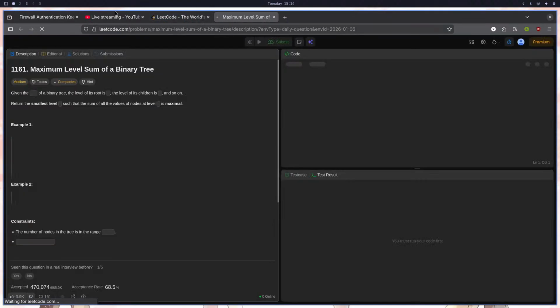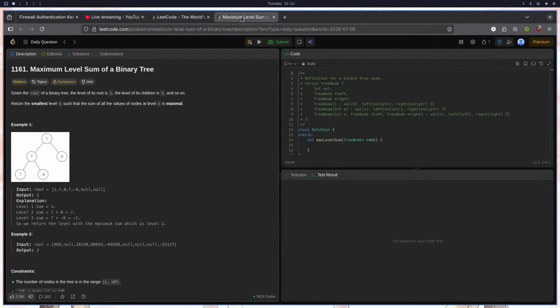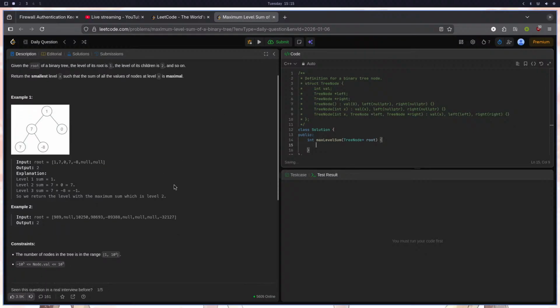Daily LeetCode problem: Maximum Level Sum in a Binary Tree. Given the root of a binary tree, the level of its root is 1, the level of its children is 2, and so on. Return the smallest level x such that the sum of all nodes at level x is maximal. Res equal to root val.